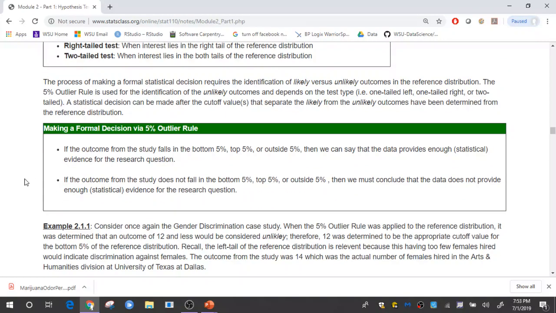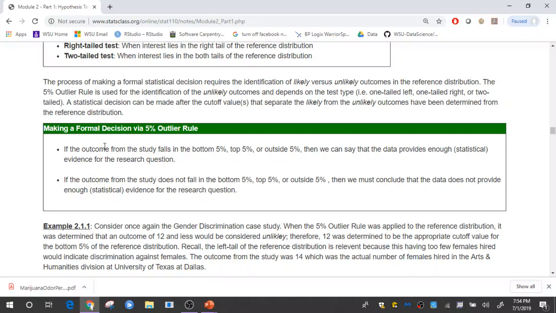Now to make our formal decision, all I need to do is identify whether or not the outcome lies in the bottom 5%, the top 5%, or the outside 5%. For a one-tailed left analysis, we'd want to be in the bottom 5%. For a one-tailed right analysis, we'd want to be in the top 5%. And for a two-tailed test, we'd want to be in the outside 5%.